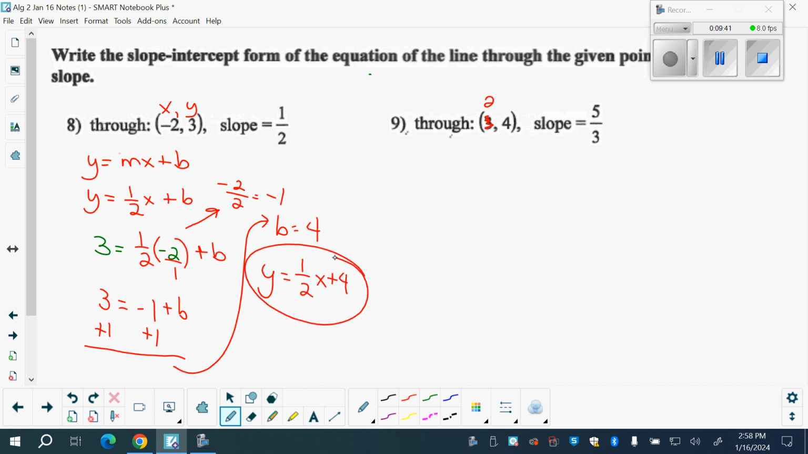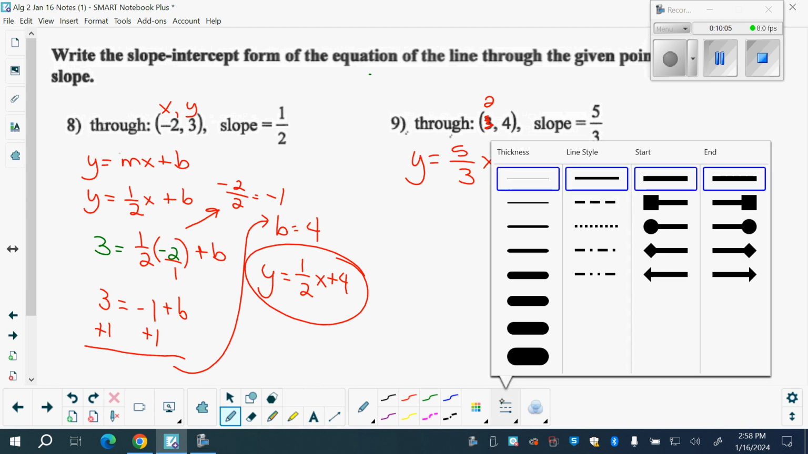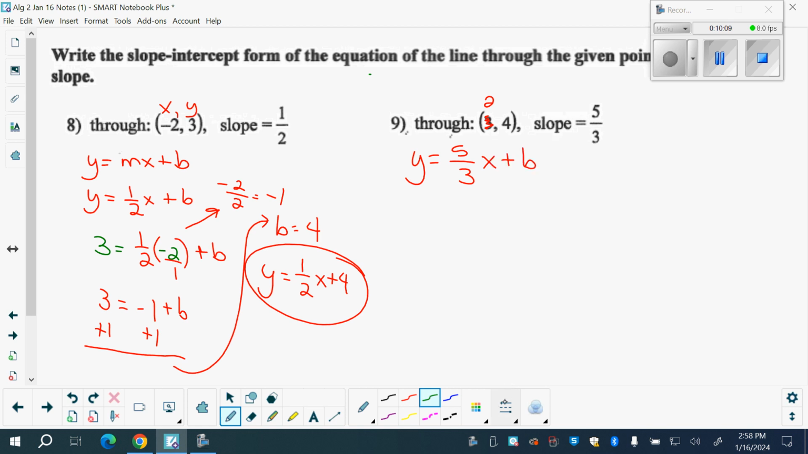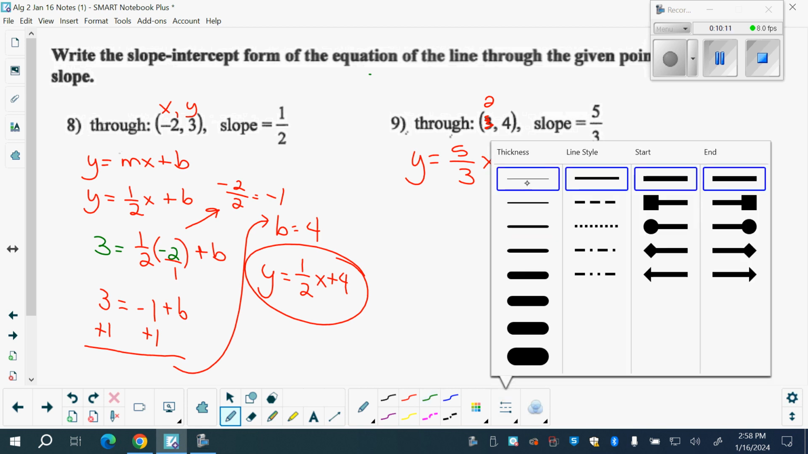Okay, last one. I'm changing that x value to a 2. Pay attention to this one. So my equation, y equals 5/3 x plus b. And so in place of my x, I put a 2. And in place of my y, I put a 4.